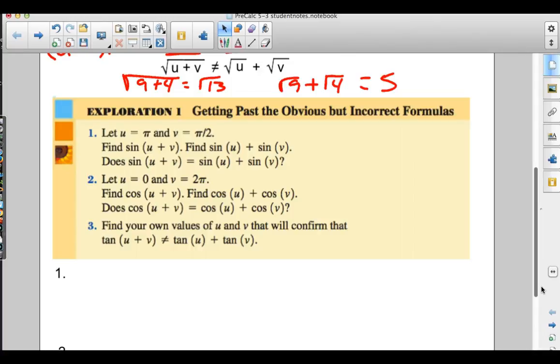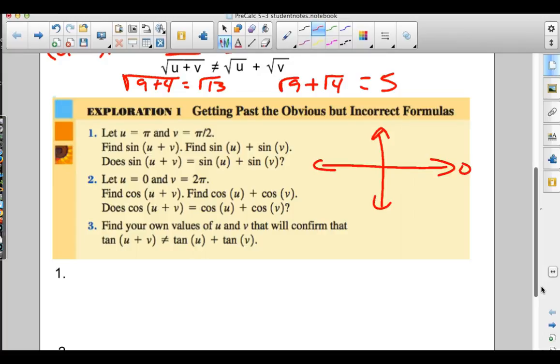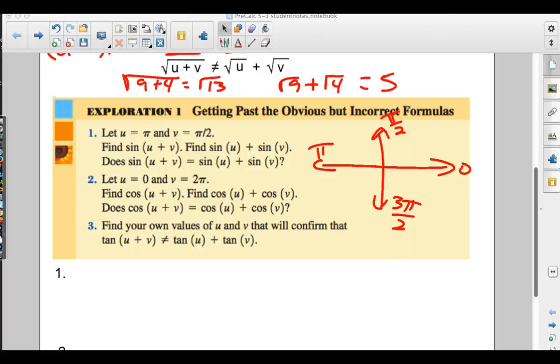So start thinking about my unit circle right away. Oops, my arrow's kind of in the way of that one. Let's just do 3 pi over 2 a little bit separate here. So now I have my unit circle up there where u is supposed to be pi and v is supposed to be pi over 2. It says find the sine of u plus v.